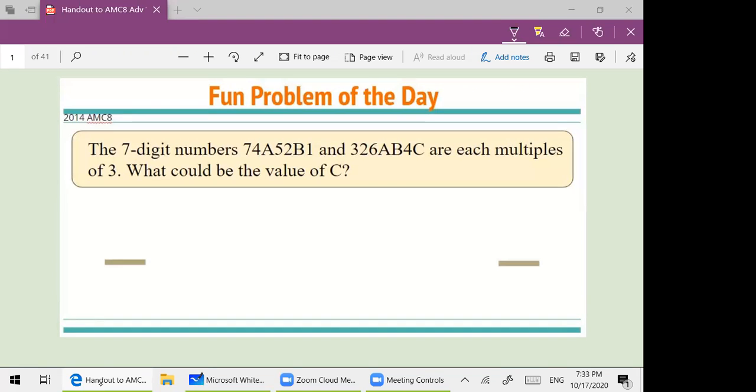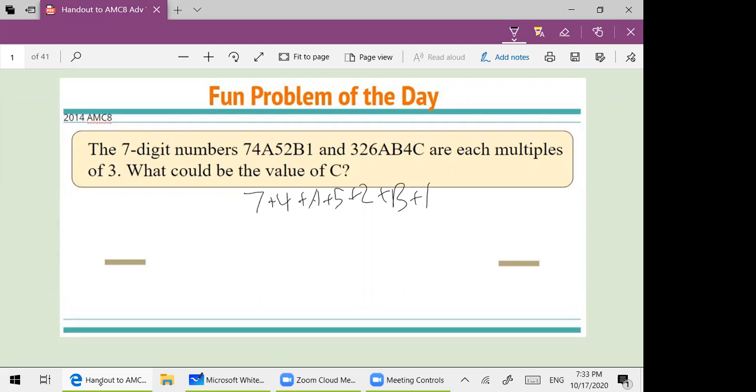Okay, so for this problem, you'll need to use the divisibility rule for 3, which is something we'll go over. The divisibility rule just says that if the sum of the digits is a multiple of 3, then the number itself is a multiple of 3.